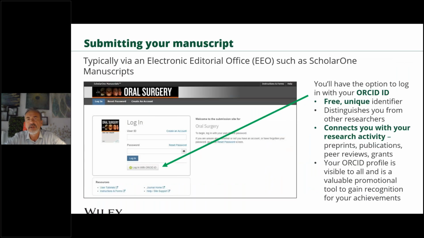Another thing that I would strongly recommend you to do, if you haven't done so already, is to register with your ORCID ID. You can basically go to the ORCID website and you can freely register your unique identifier in order to make sure that you get the credits for each article that you publish under your name.